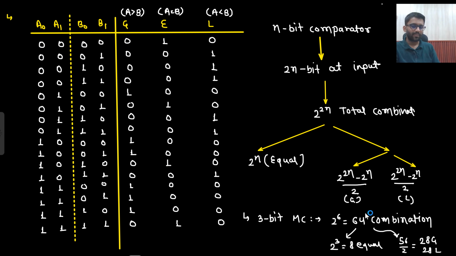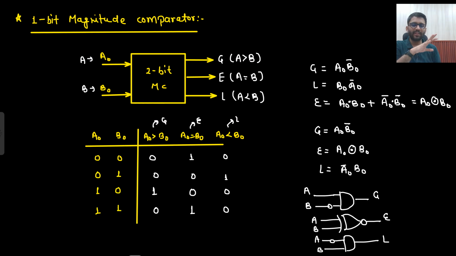Okay, let's take the example of a 3-bit magnitude comparator. 3-bit means there will be 6 inputs. If there are 6 inputs, that means there are a total of 64 combinations. Out of those 64 combinations, 2 to the power 3 means 8 will be equal. Now 64 minus 8 will be 56. So 56 will be greater or lesser. So 56 by 2 would be 28. So 28 will be greater and 28 will be lesser. So this was the important point.